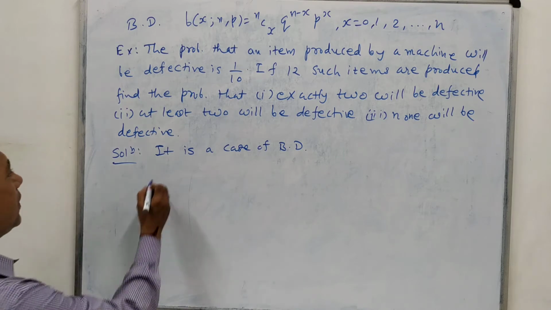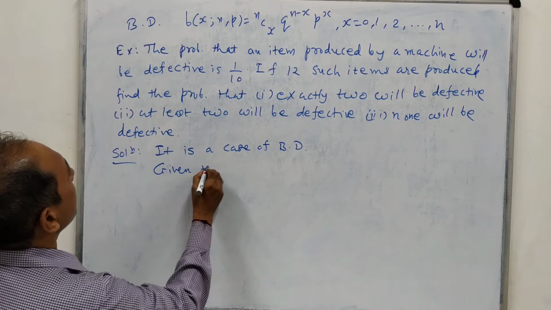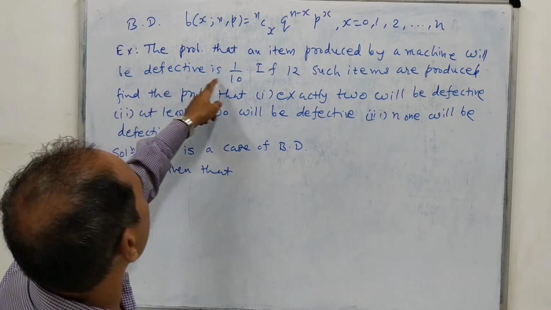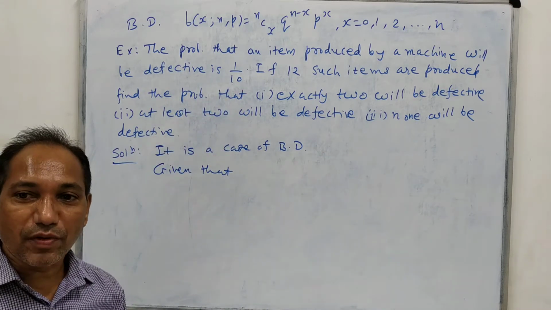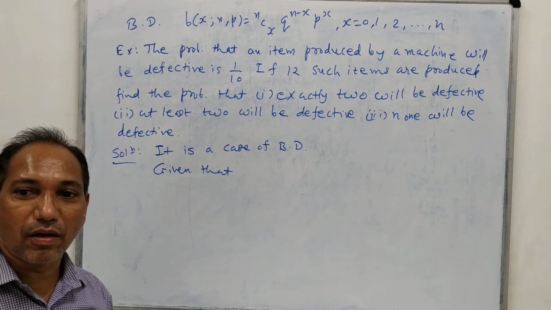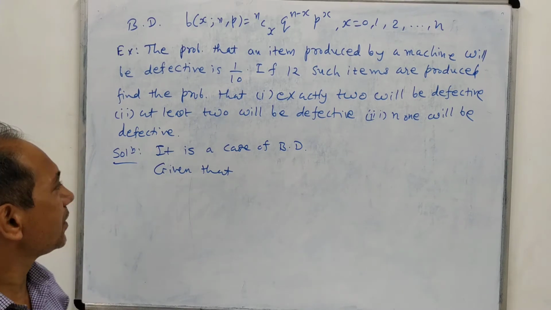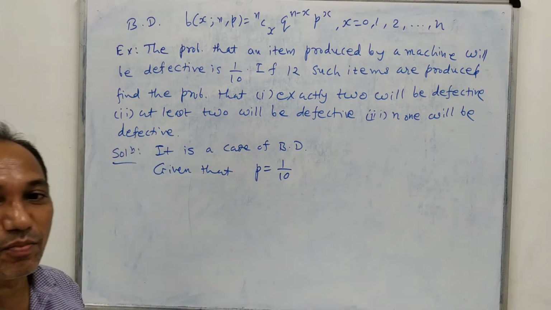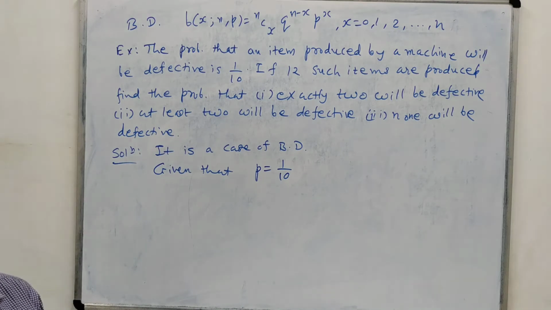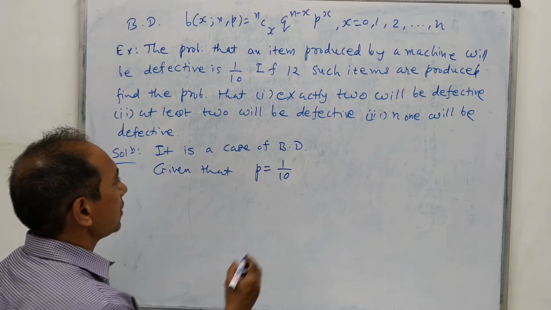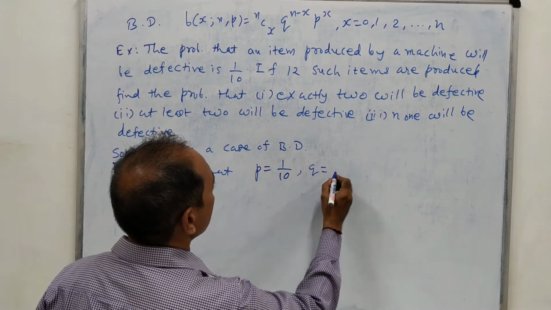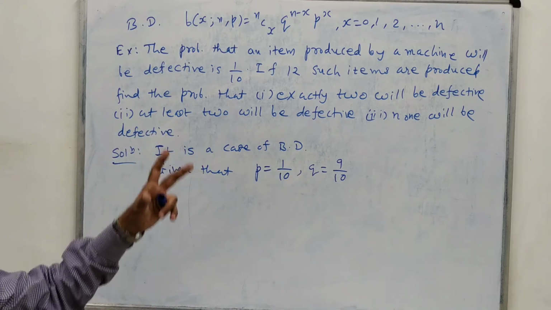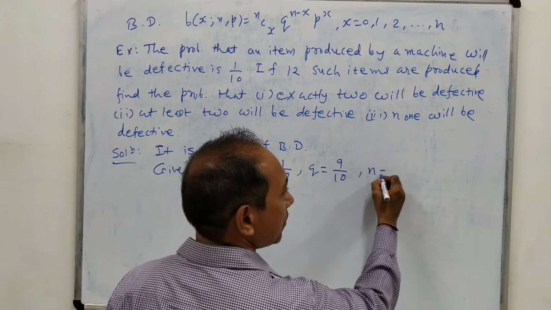So here, given that the probability of an item produced by a machine being defective is 1 by 10. That means to get the defective item, the probability is 1 by 10. That means it is the probability of success. Here, whatever defective is getting, that does not mean that it is a failure. It is a success. So q equal to 1 minus 1 by 10 is 9 by 10. And 12 such items are produced, that is small n equal to 12.